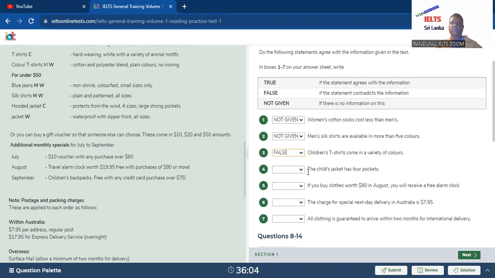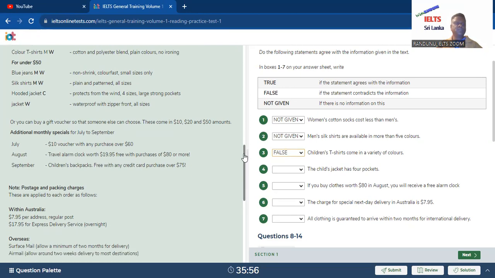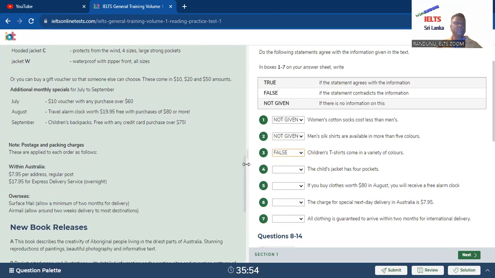Next one. The child's jacket has 4 pockets. Does the child's jacket have 4 pockets? This is the one. Jacket, child. This is the information.